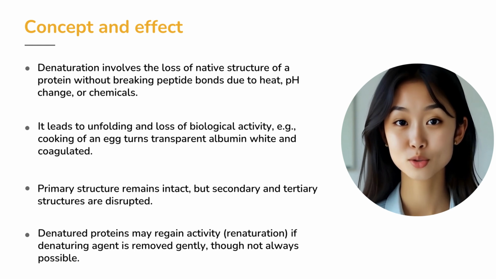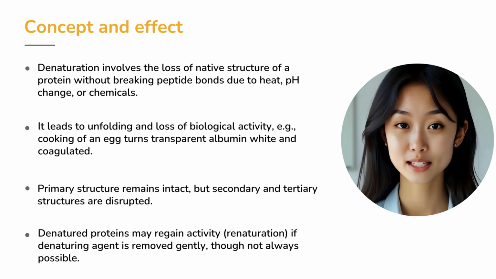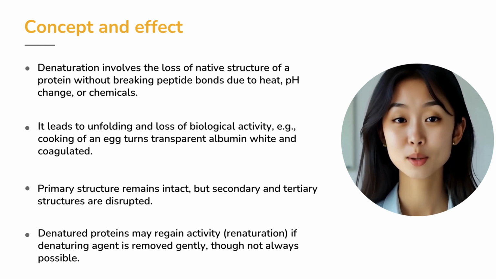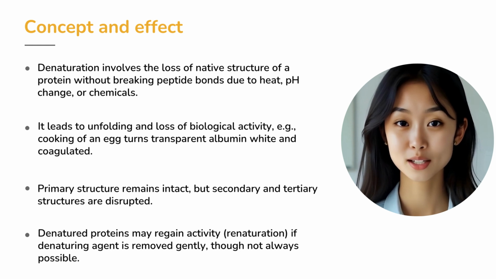This can happen due to heat, a shift in pH, or exposure to chemicals, leading to the protein unfolding and losing its biological function. For example, when cooking an egg, transparent albumin proteins turn white and coagulate, signaling denaturation. Importantly, the primary structure, the amino acid sequence, stays intact, but the secondary and tertiary folds are disrupted.